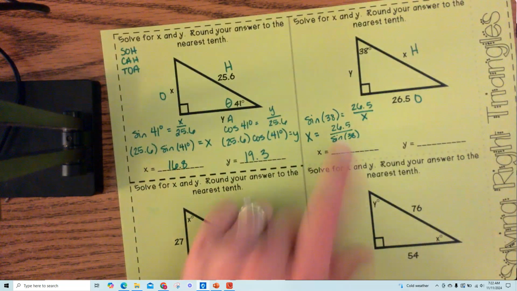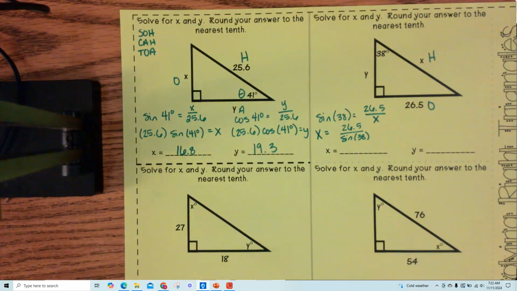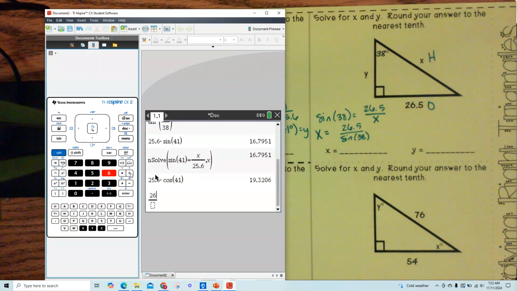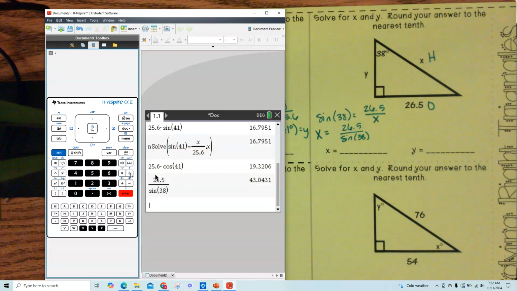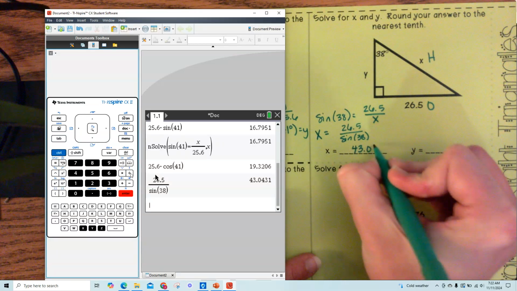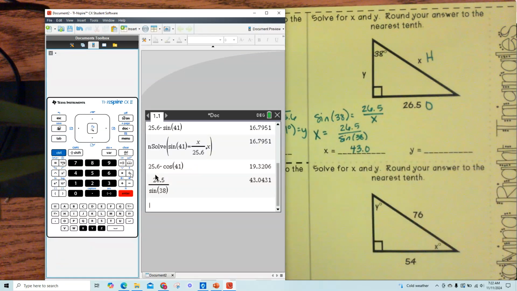Okay, so in the calculator, and again, it's a lot less buttons to push if you can get it to here instead of doing the menu 3.1. We're going to try it again just to see. So we get about 43.0 would be the length of the hypotenuse.